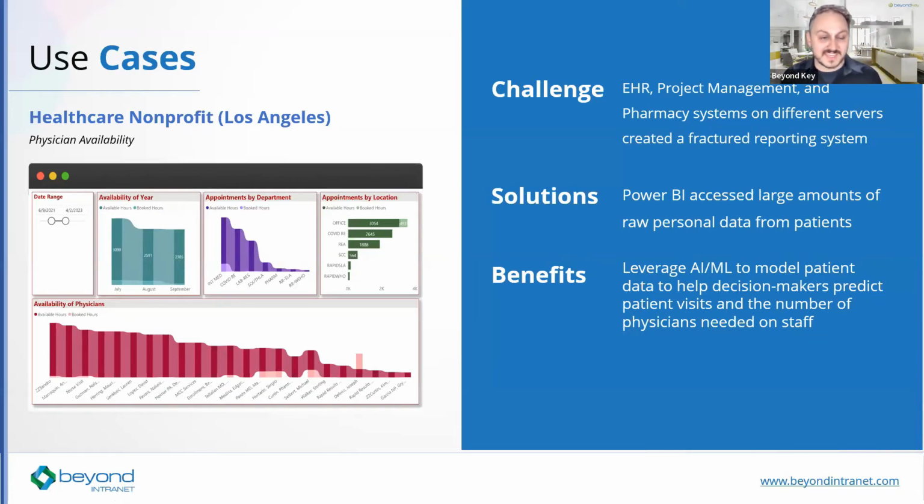The first use case is for a healthcare nonprofit in Los Angeles. This healthcare nonprofit wanted to focus on physician availability. And what they were looking at was a number of different systems that they had. So they had an EHR, which is an electronic health record system where they had all the patient information. They had a project management system for managing different projects that needed to happen and making sure everything was working on a regular basis. They also had a different pharmacy system for when people would be available for drugs and other things like that. And the problem was it was all fractured.